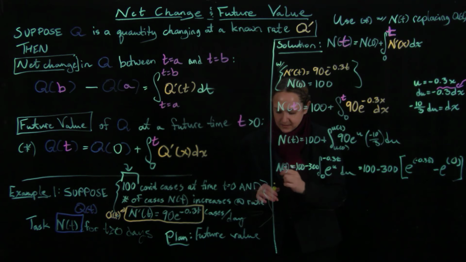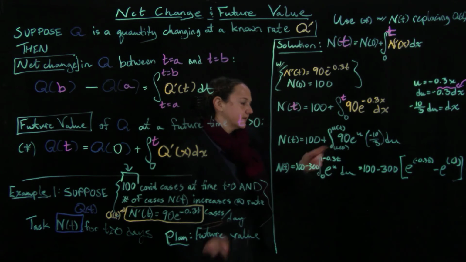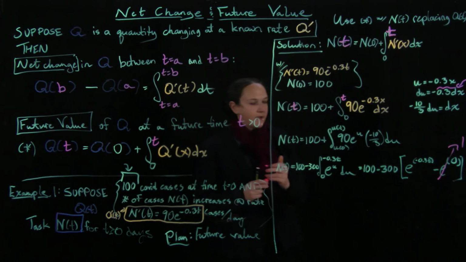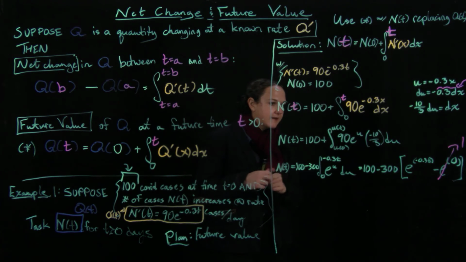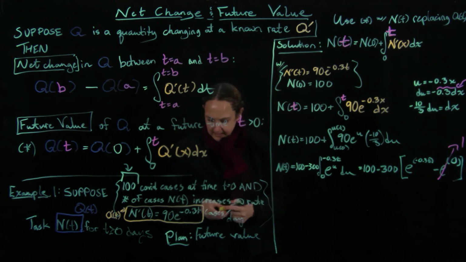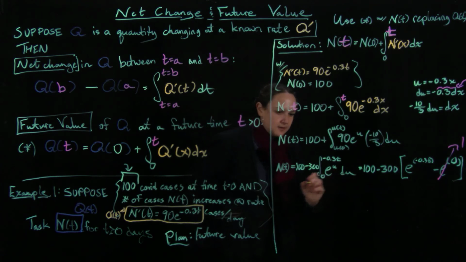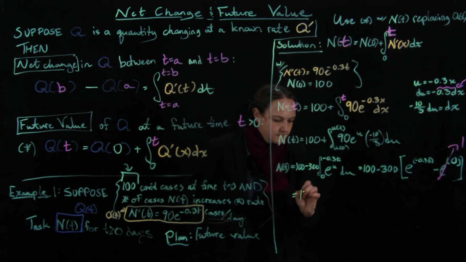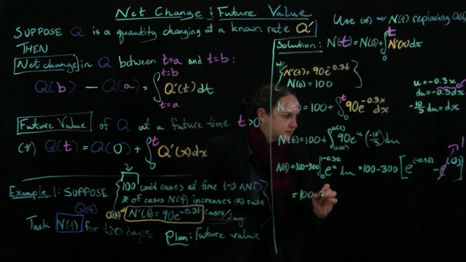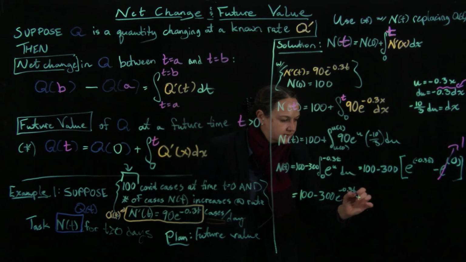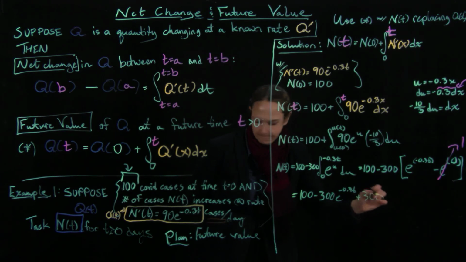Okay, and we notice here, before we do anything else, e to the 0 is 1, so that makes our life easier there. So we can go ahead and do this. I'm going to get that this is going to equal 100 minus 300 e to the minus 0.3t, and then I have a minus and a 300 here, and a 1, so this is just the plus 300.